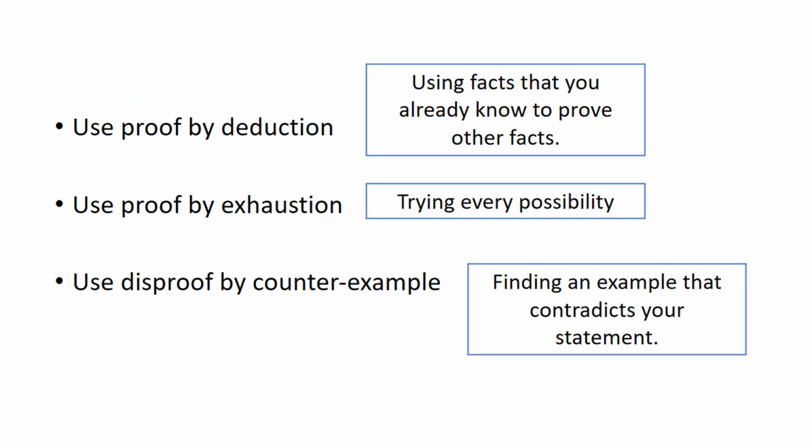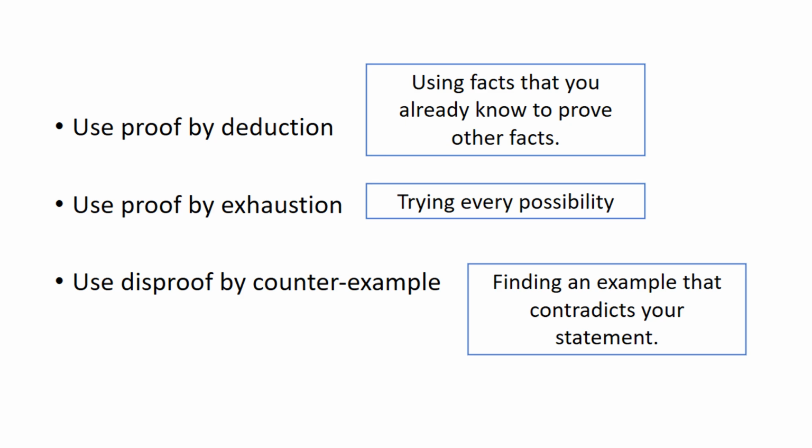So here are the three types of proof that you've learned already in Unit 1. The first one we looked at was called proof by deduction. So this is one where you just use facts that you already know to prove other facts. We then moved on to proof by exhaustion, which is one where you try all the possibilities and prove that something always works.